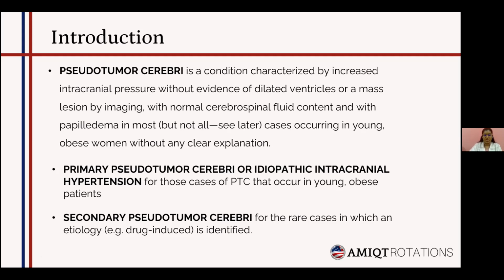Again, pseudotumor cerebri is in turn classified into a primary and a secondary one. A primary pseudotumor cerebri is a condition which occurs mostly in young obese women without any clear cause. And in some rare cases, we can identify an etiology, likely drug induced or secondary to a systemic illness, and it is classified as a secondary pseudotumor cerebri.